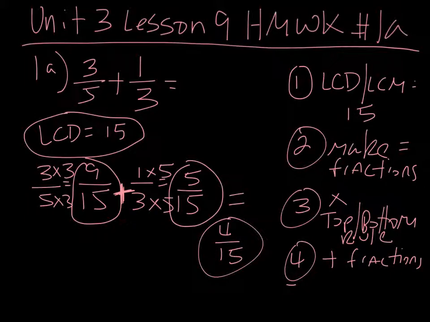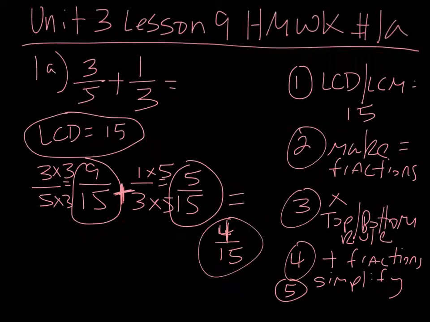The final step to solve is to simplify your answer, and this fraction does not need to be simplified because there is not a number besides 1 that you can divide 14 and 15 by. So the answer is 14 fifteenths, and this is how the students should do all the problems, and these are the steps that they should follow.